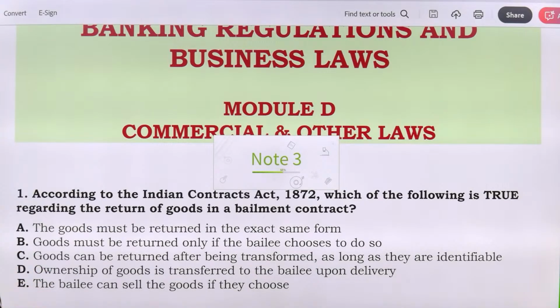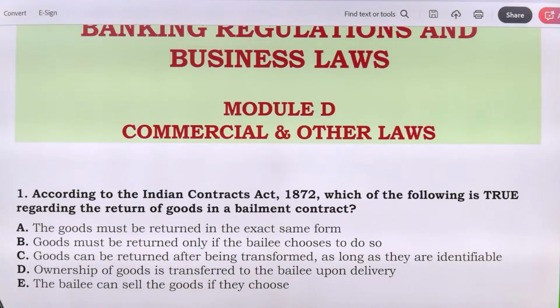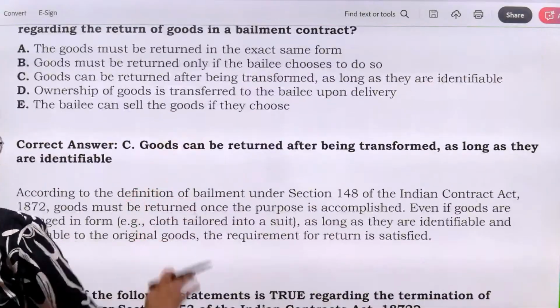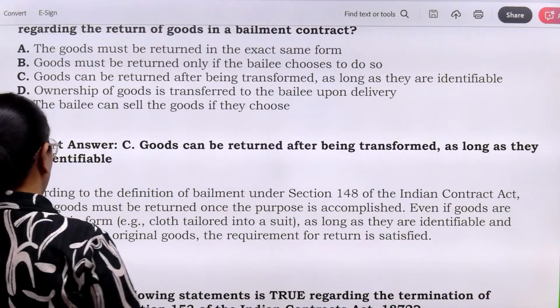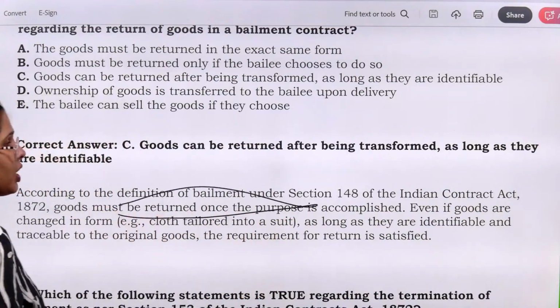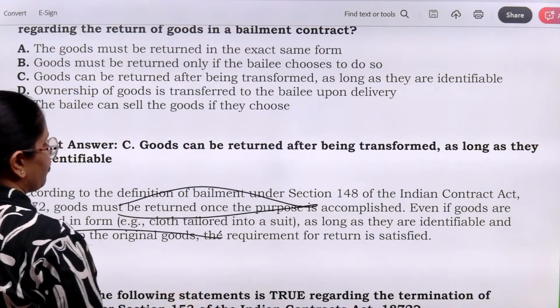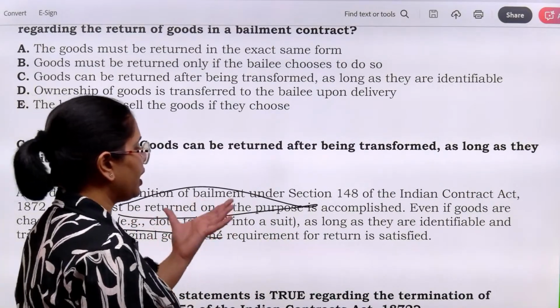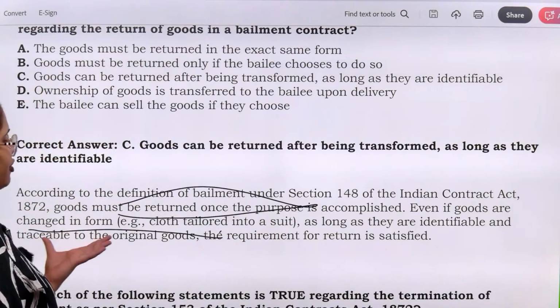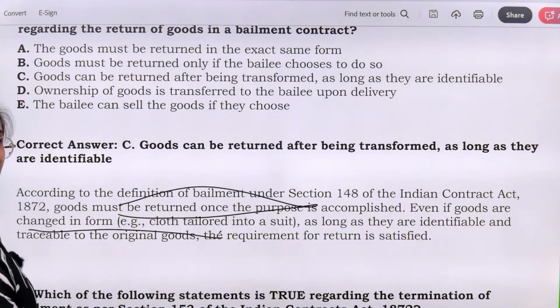So over here, the correct option is goods can be returned after being transformed as long as they are identifiable. So as per the definition of bailment, goods must be returned once the purpose is accomplished, even if the goods are changed in form, like for example, cloth has been tailored into a suit. As long as they are identifiable and traceable to the original goods, you can do so.